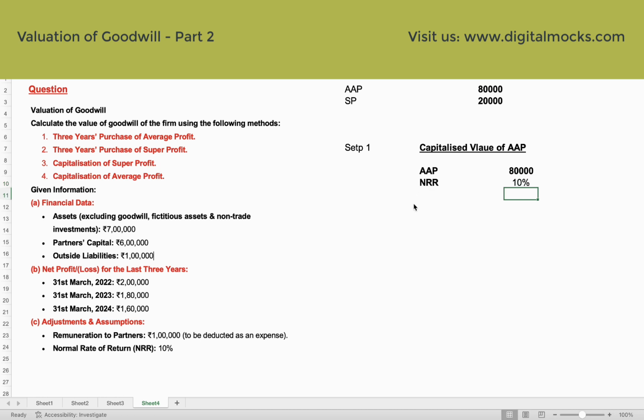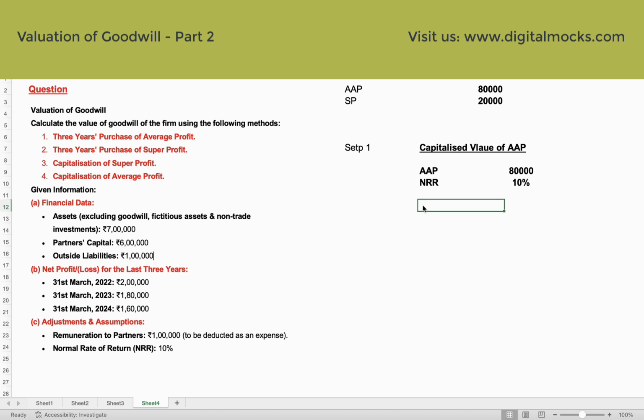Now how to find this capitalized value? First we should know what we mean by capitalized value. In simple words, if I want to earn this 80,000 at the rate of 10%, how much money should I put in the bank? Remember, this much earning I want, and the rate of earning should be 10%. That money is known as the capitalized value.